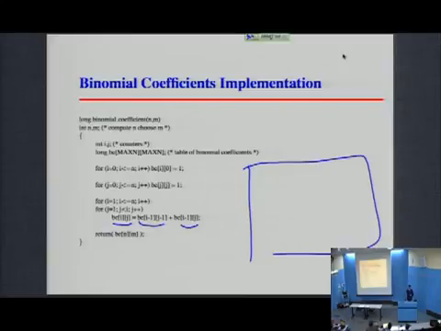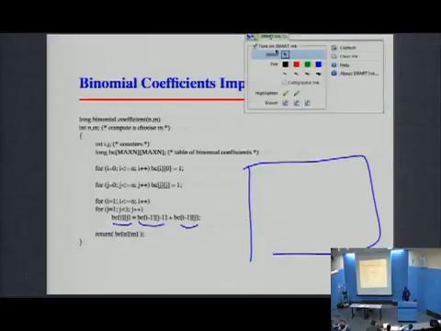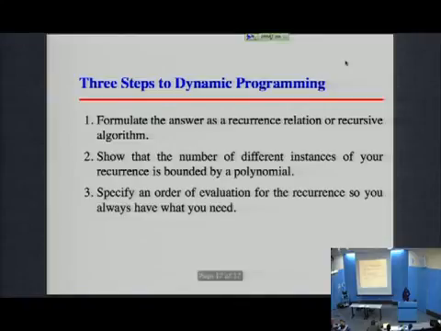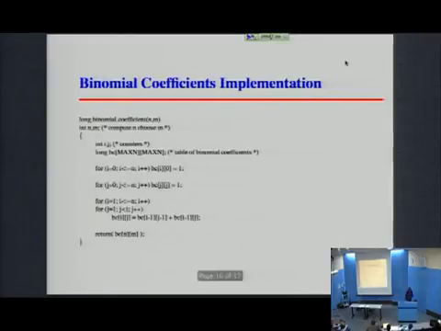How many people see what's going on? I may have been a little long-winded about it, but any questions about it? Okay? If you want to understand it, what are the important points? Well, we have a couple points still to get through here. But basically, what is the important point? The important point was we formulated our problem as a recurrence relation.